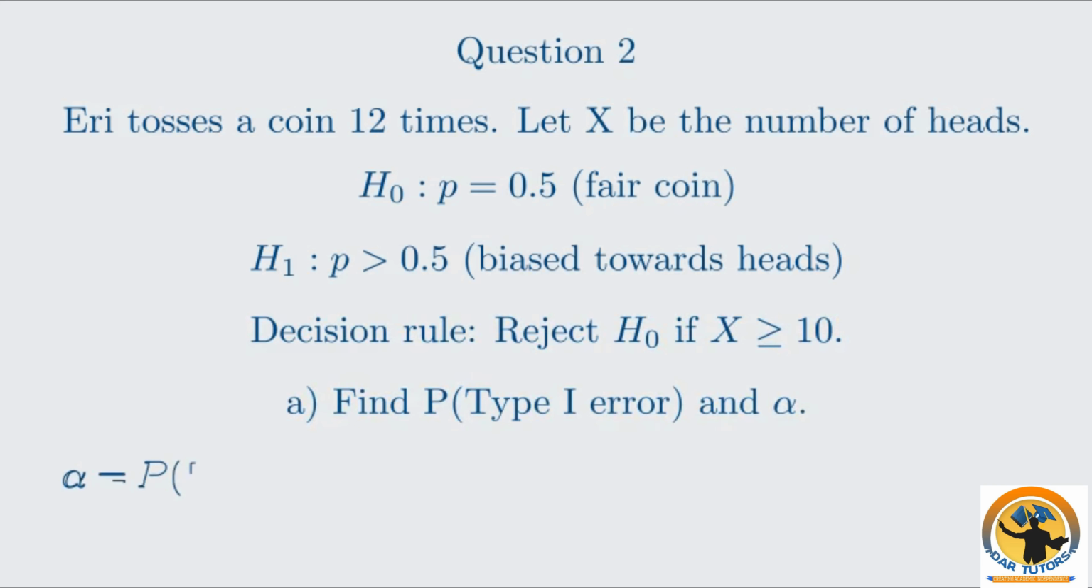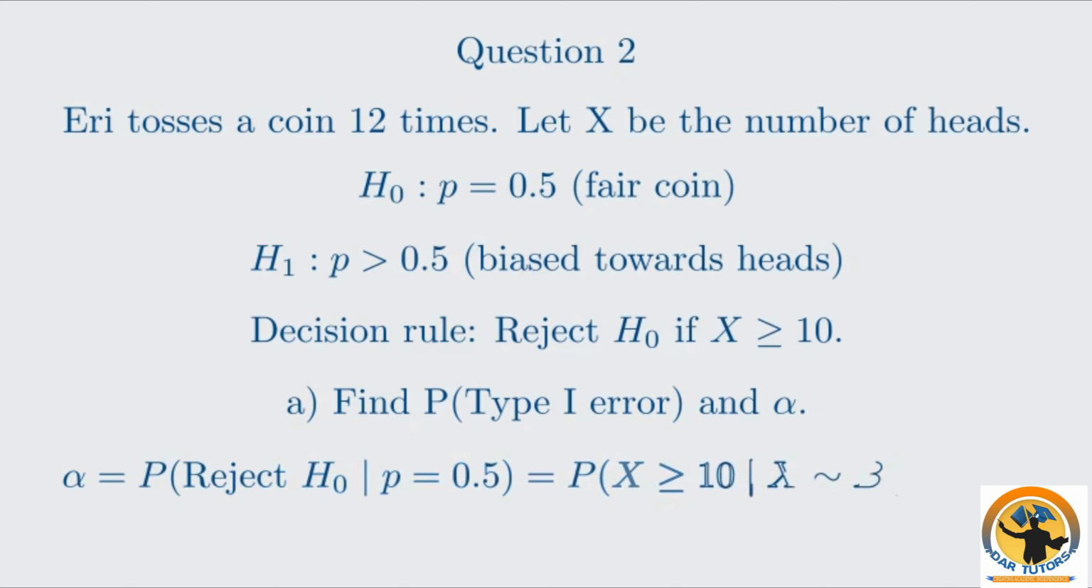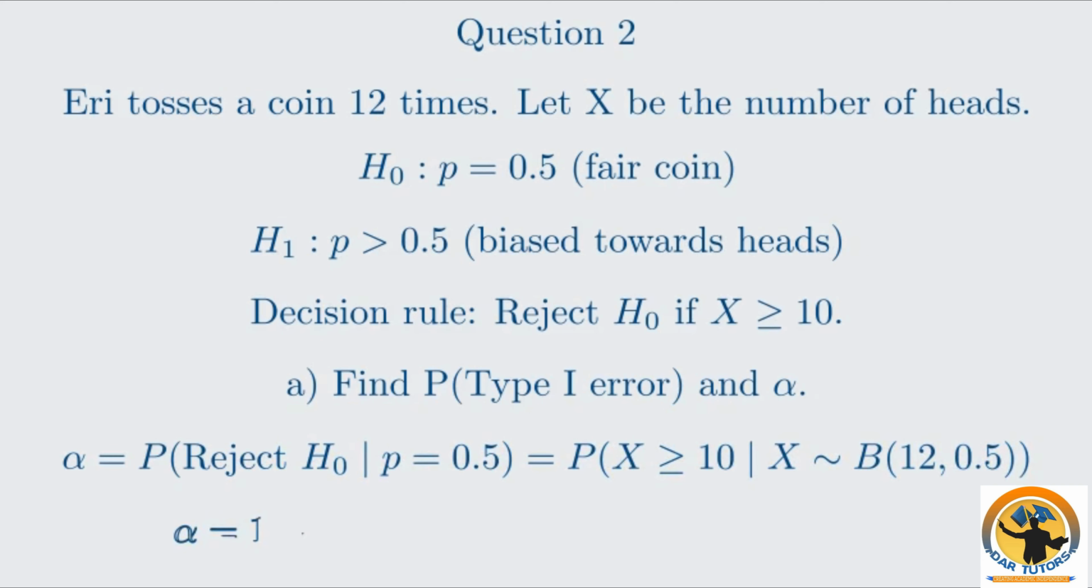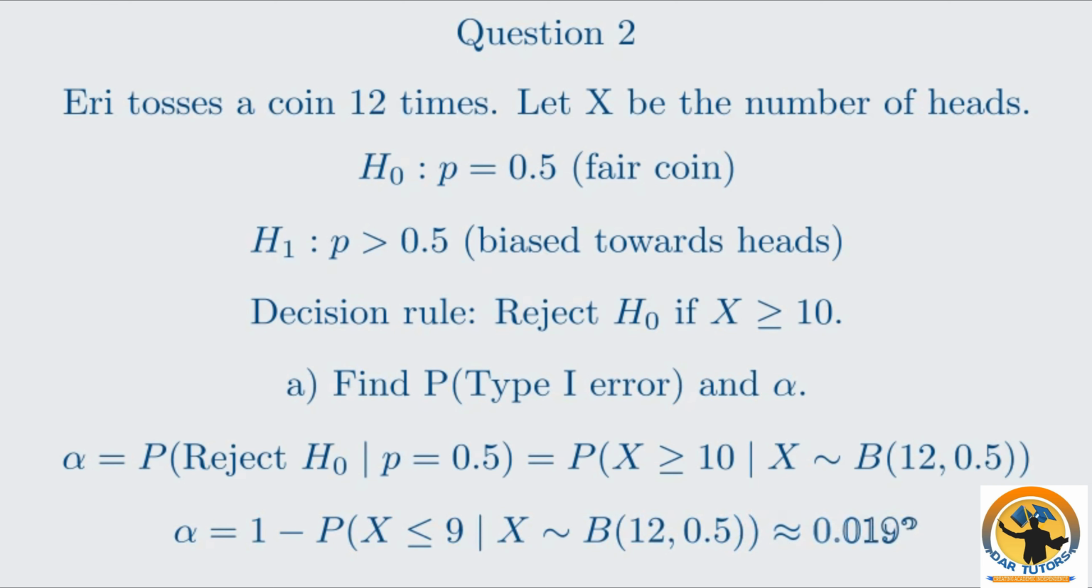A type 1 error is rejecting H0 when p equals 0.5. Based on the decision rule, this means finding the probability of getting 10 or more heads in 12 tosses of a fair coin. X follows a binomial distribution B(12, 0.5). P(X greater than or equal to 10) is the sum of the probabilities for X equals 10, 11, and 12. You can calculate these manually using the binomial probability formula or use a binomial cumulative distribution function on your calculator to find 1 minus P(X less than or equal to 9). The result is approximately 0.0193. So, the type 1 error probability and significance level are both about 1.93%.